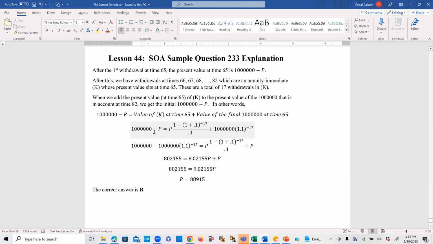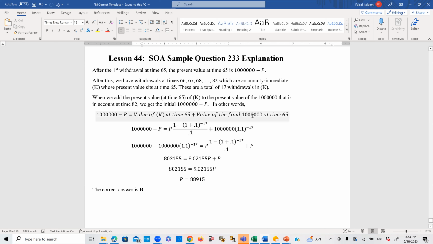So the equation of value would then be: this is the beginning present value after you made that withdrawal of P, a million minus P, and that should equal the present value of that annuity K, which would be (1 minus (1 plus i) to the power negative n) over i, times P. Remember that annuity had 17 payments between times 66 and 82. P was each of the withdrawals.